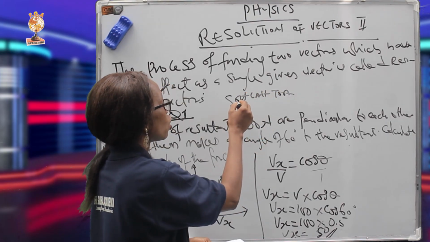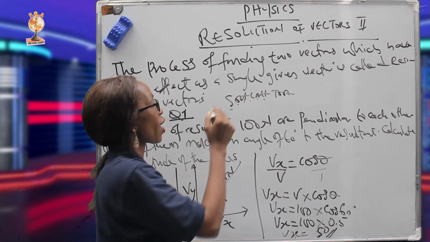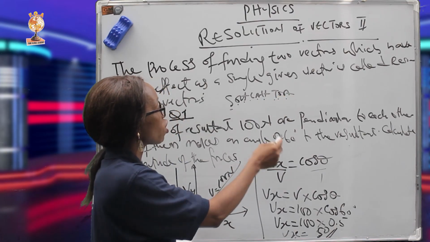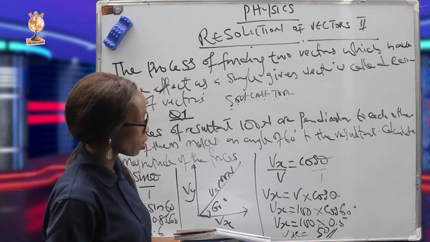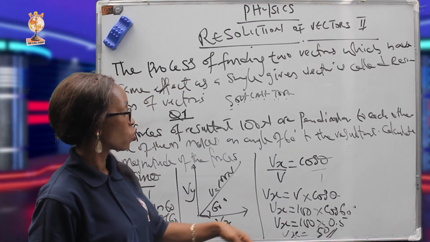So your sine is opposite over hypotenuse. Your cosine is adjacent over hypotenuse. And your tan is opposite over adjacent. So because cosine is adjacent over hypotenuse, that is where we got this from. So we have Vx over V is equal to cos theta.